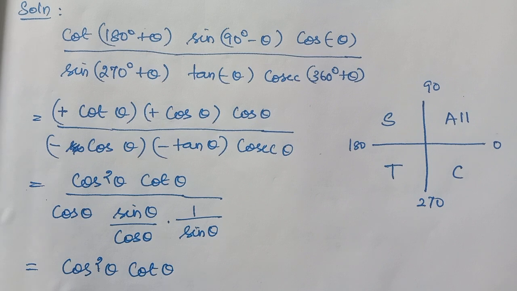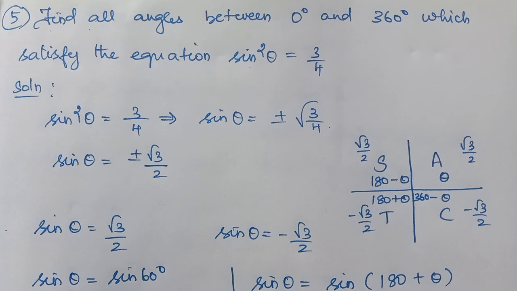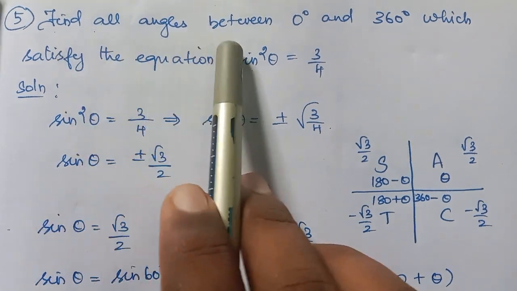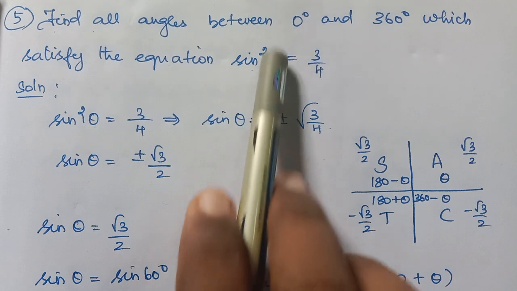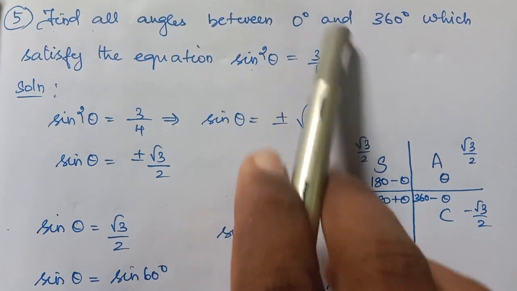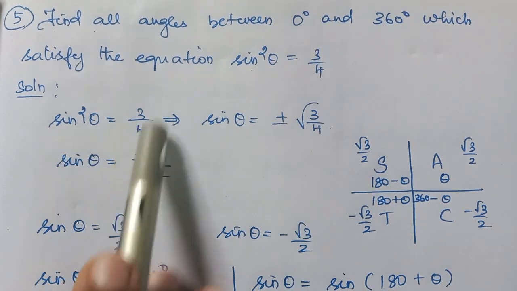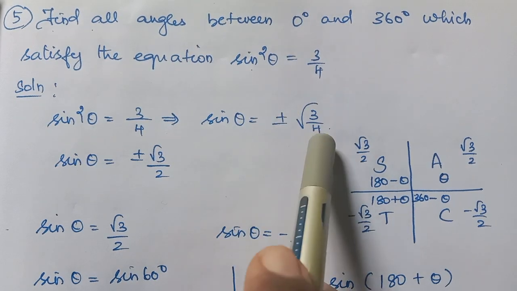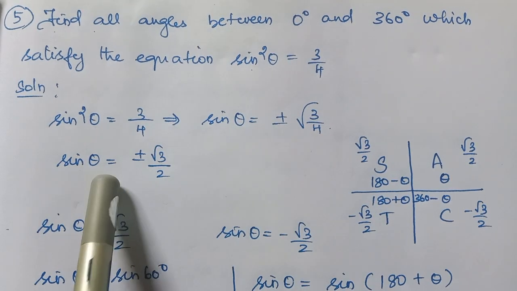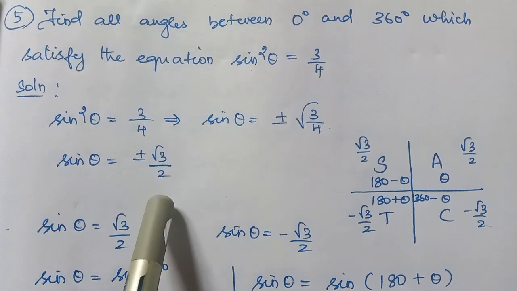So we got the answer that cos square theta into cot theta. Sum number 5, find all the angles between 0 and 360 which satisfies the equation sin square theta is equal to 3 by 4. Sin square theta is equal to 3 by 4 means sin theta is equal to plus or minus root of 3 by 4. So sin theta is equal to plus or minus root 3 by 2.